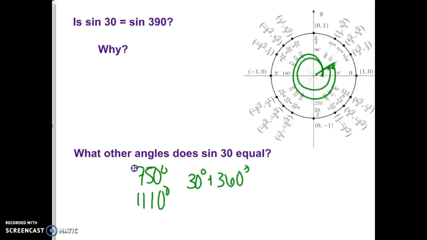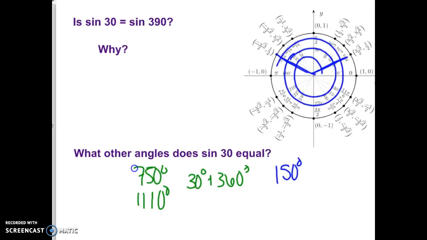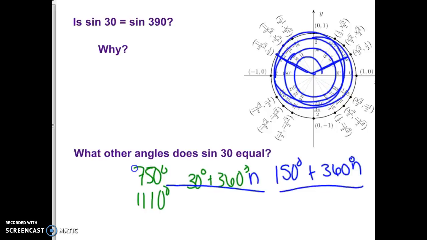But that's not all, because the sine value at 30 is 1/2, and the sine value at 150 is also 1/2. So the sine of 30 is the same as the sine of 150 degrees, or 150 plus 360, or 150 plus another 360, for any multiple of 360. Okay, so if I do 360n, this shows any multiple of 360. I could add 360 twice, 4 times, 5 times, it does not matter.